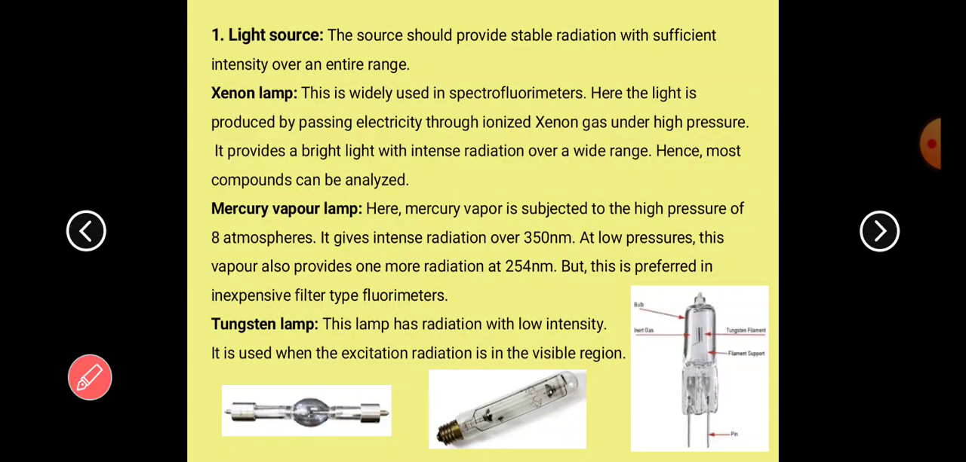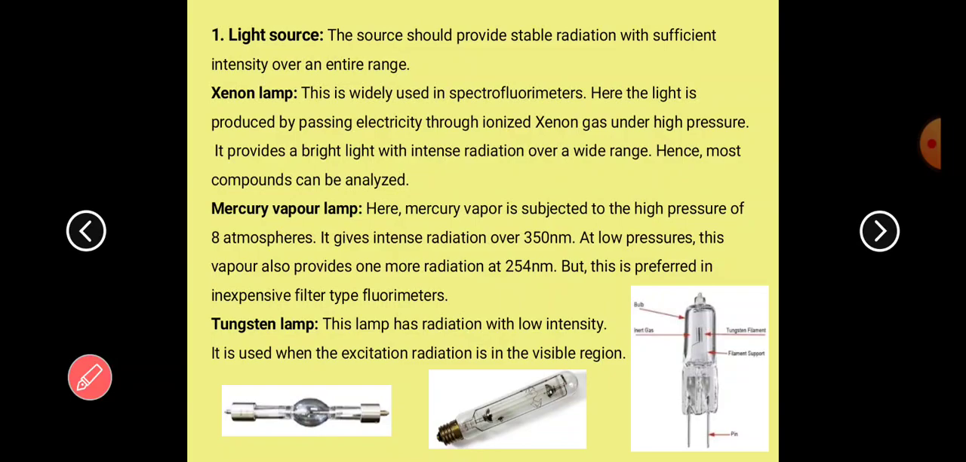Mercury vapor lamp. Here, mercury vapor is subjected to high pressure. It gives intense radiation over 350 nanometers. At low pressures, this vapor also provides one more radiation at 254 nanometers. But this is preferred in inexpensive filter type fluorimeters.